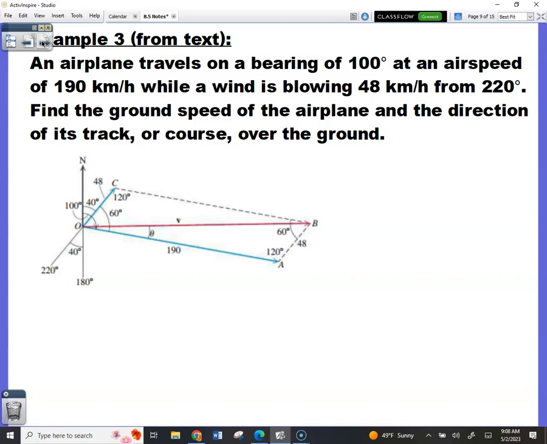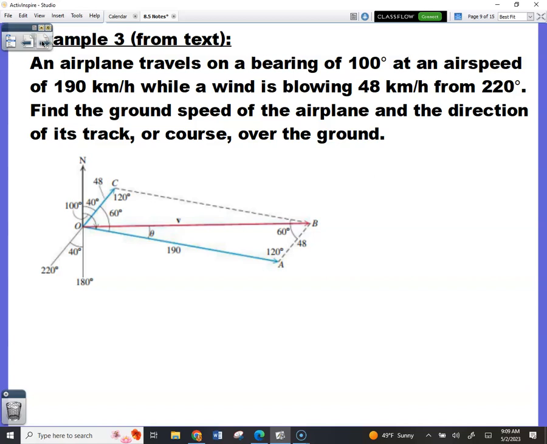This is saying, okay, you have an airplane. They give you the picture, thank goodness, because I don't know what direction bearing. We've got the speed of the airplane, we've got the wind blowing, the ground speed of the airplane, and the direction of its tracking course over the ground.